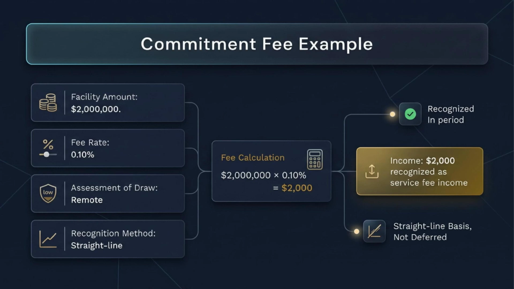Take the line of credit example. The facility amount is $2 million and the commitment fee rate is 0.10%. The total fee is $2,000. Because the borrower's draw is assessed as remote, the fee is not deferred into a loan yield schedule at inception. It is recognized as service fee income over the commitment period, normally on a straight line basis. If facts later change and the borrower actually draws, the lender reassesses the accounting and any unrecognized fee can become part of the origination fee pool.